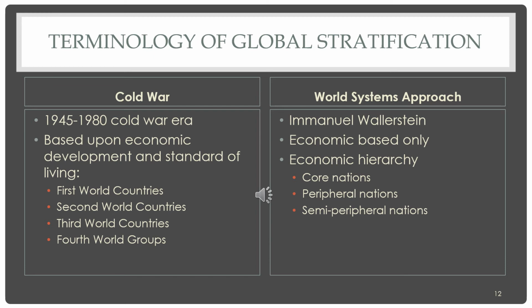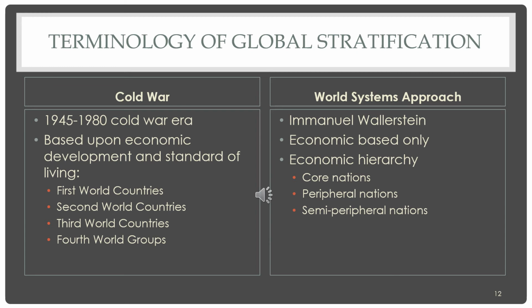Now, the nations that are in the middle are called the peripheral nations, and these are nations that have very little industrialization. And so this is where the factories and the means of production will be placed, but they will be owned by the core nation.